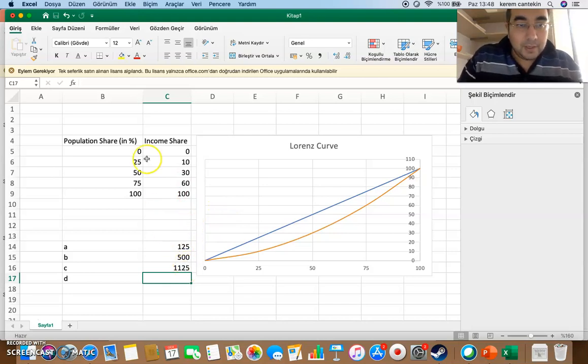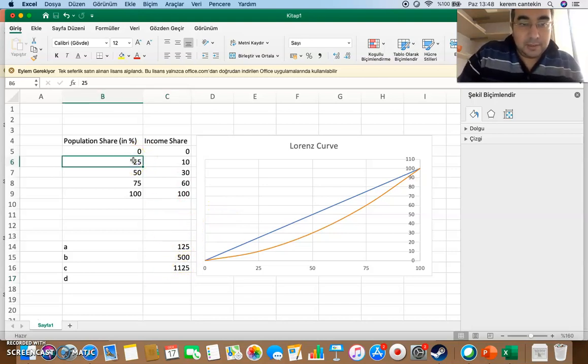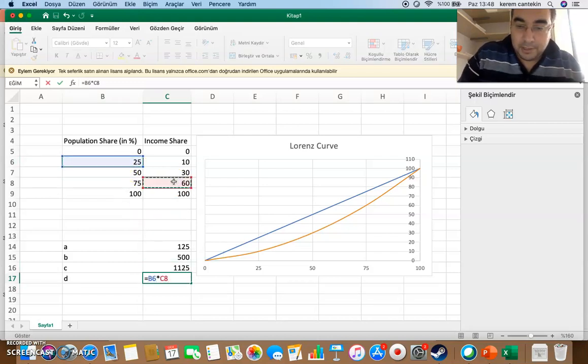For D, we need to calculate the same way, 25% times 60%, this is the rectangle, plus 25% times 100 minus 60, times 0.5.